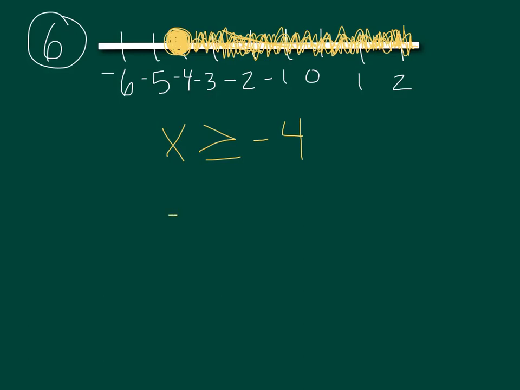Okay, interval notation, it starts at negative 4 and it goes to positive infinity. It does equal negative 4, so we use a bracket. It does not equal infinity, so we use a parenthesis.